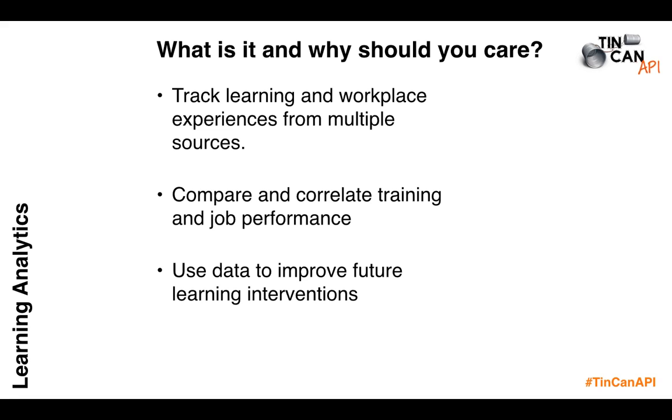It always tends to be one element that you can control, which might be training, and another element which you don't directly control, like job performance, and seeing how you can change something within the element that you control, the training, and have an impact on the element that you don't control, the job performance. So it's about collecting the data together, analyzing that, and then using that data to improve future learning interventions, to make things better, to do things in a better way.